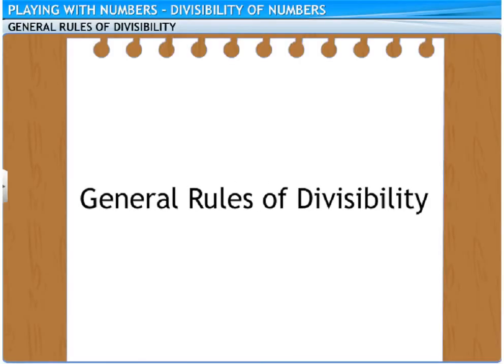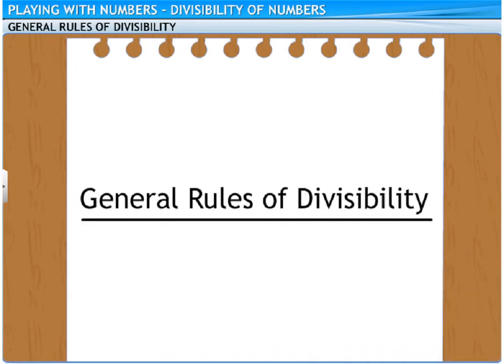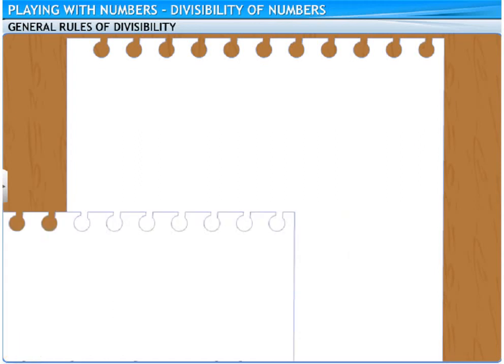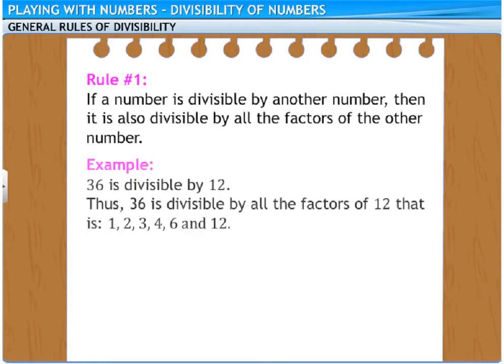Besides tests of divisibility by specific numbers, there are some general rules of divisibility that apply to all numbers. The first rule states that if a number is divisible by another number, then it is also divisible by all the factors of the other number. For example, 36 is divisible by 12. Thus, by this rule, 36 is also divisible by all the factors of 12, that is, 1, 2, 3, 4, 6, and 12.